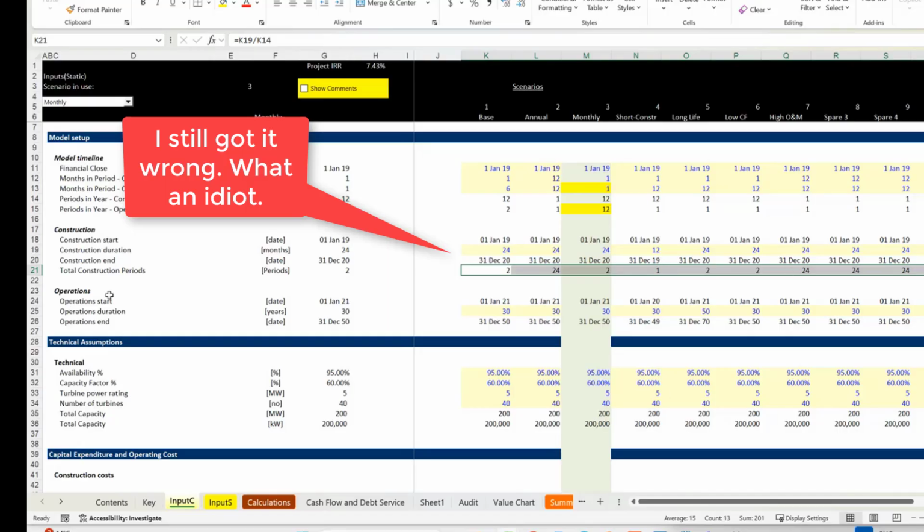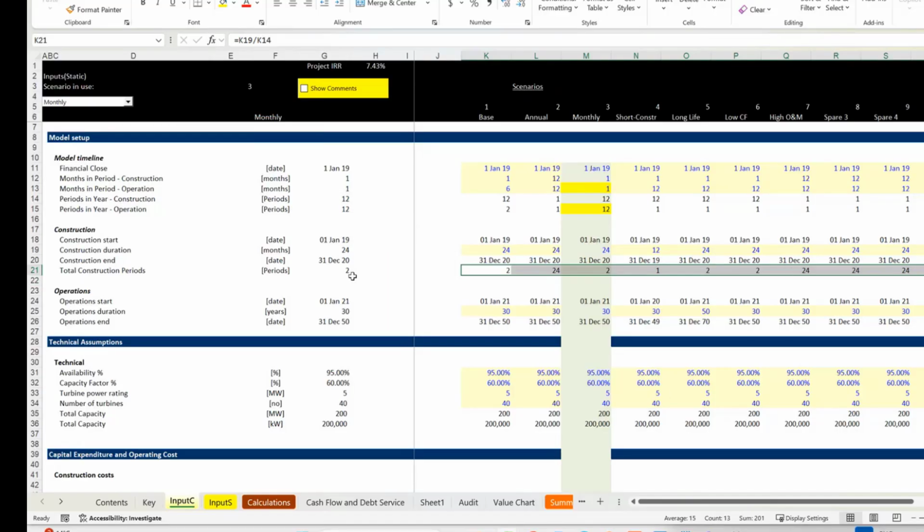But Ed, it says total construction period in the annual is 1.24. Is it correct? No, I got it wrong. We wanted that to be 24. Can you put an equal sign? Take 24 divided by 12. Just 12. Okay, sorry about that. It was my mistake. No, it wasn't at all. It was totally my mistake.